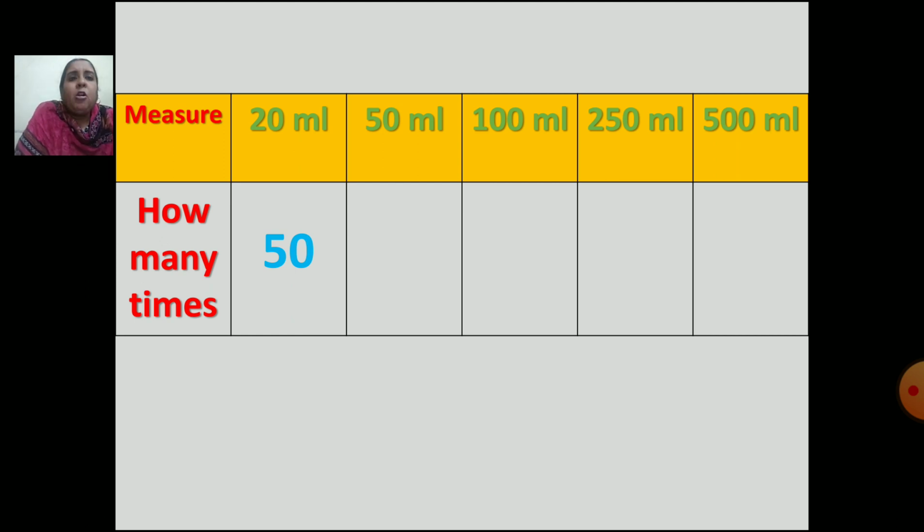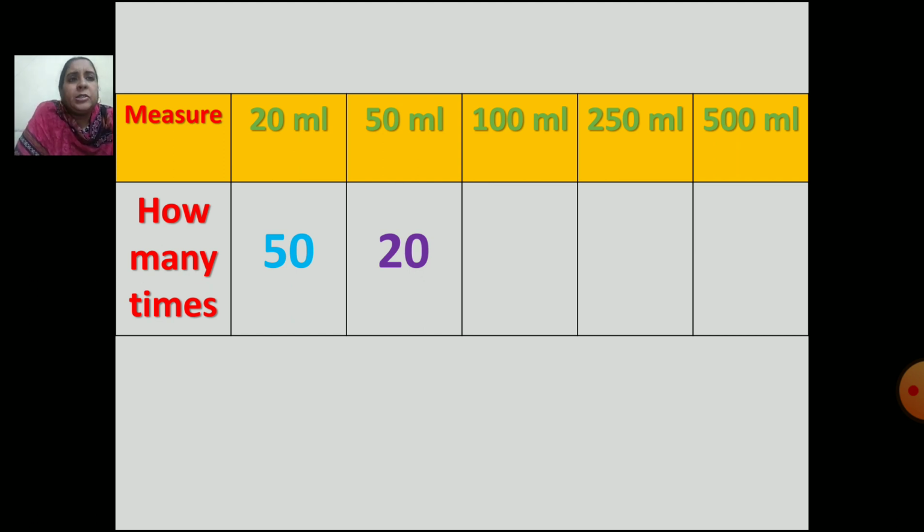Okay, now second is 50 ml. How many times will you take 50 ml to make 1 liter? Now 1000 divided by 50. Then what will you get? What is the answer? Yes, it will be 20 times. If you take 50 ml 20 times, then it will make 1 liter, that is 1000 milliliter. Okay.